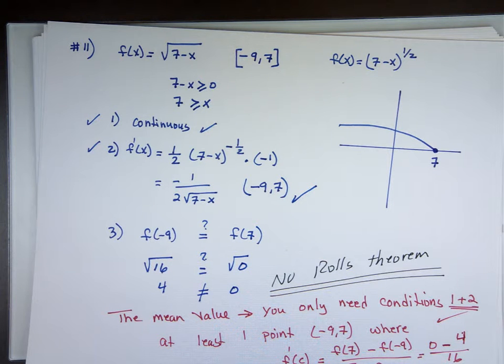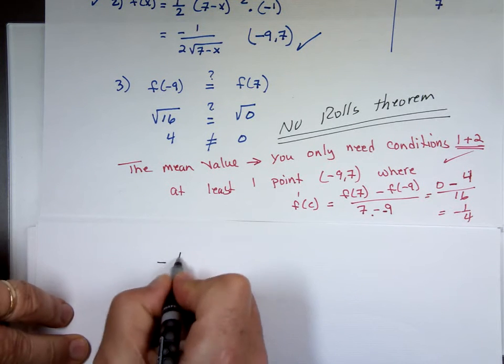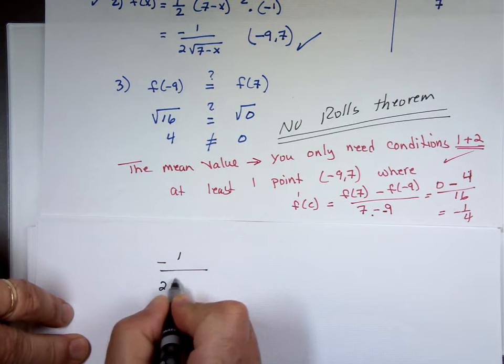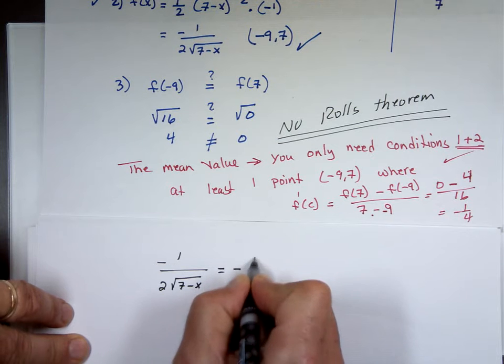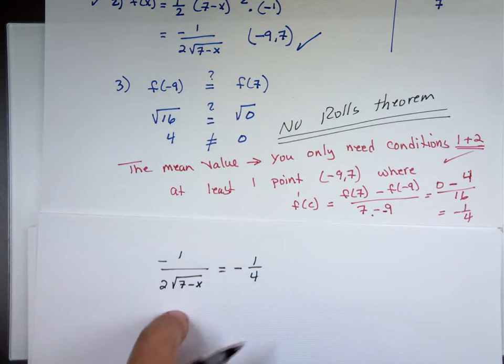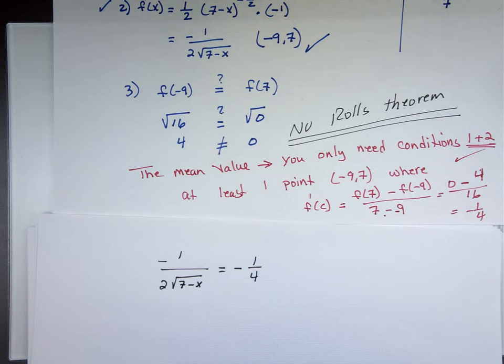So let's see if there's a value there. Take the derivative and set it equal to negative 1/4. And let's see if the value for x we get is between these two numbers. If it is, the mean value theorem is correct.